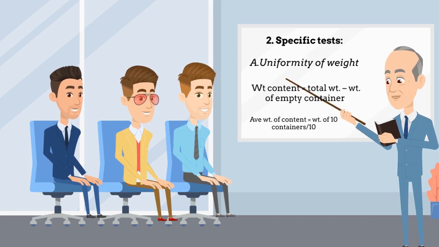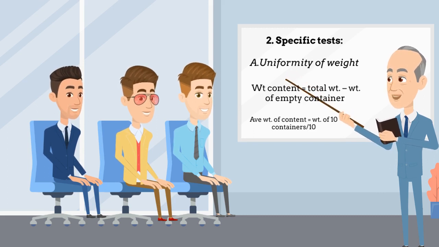After that, calculate the weight content. Weight content equals total weight minus weight of empty container. Then calculate the average weight of content. Average weight of content equals weight of 10 containers divided by 10.